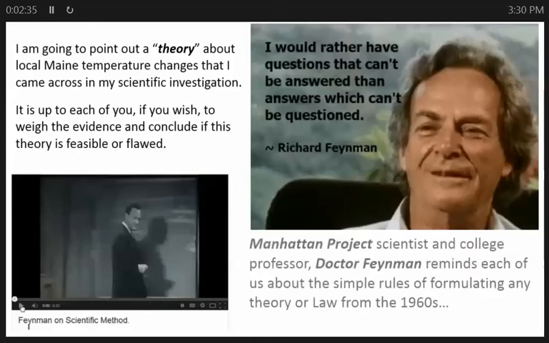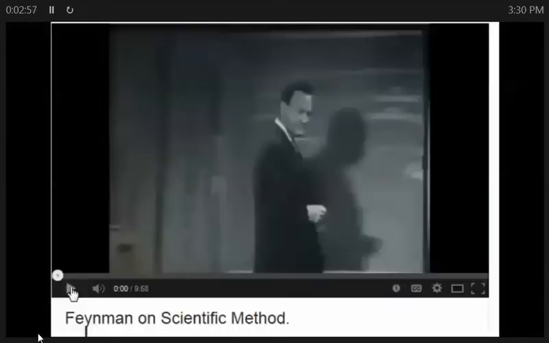The scientist who explains what a theory is is Manhattan Project scientist and college professor Dr. Richard Feynman. These are the rules he gave in the 60s and which we should continue to adhere to today. And here's what Dr. Feynman had to say.